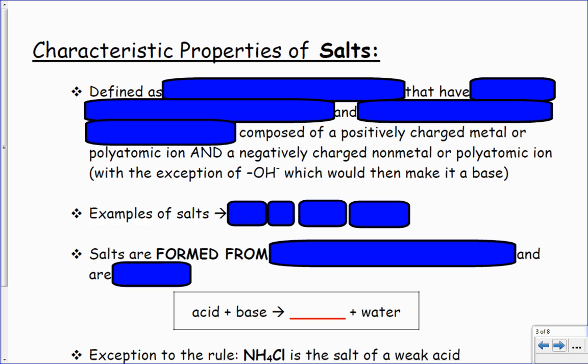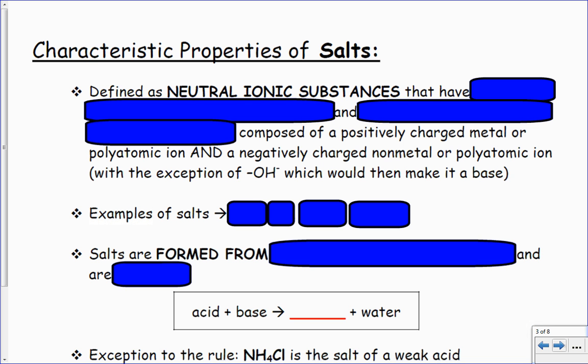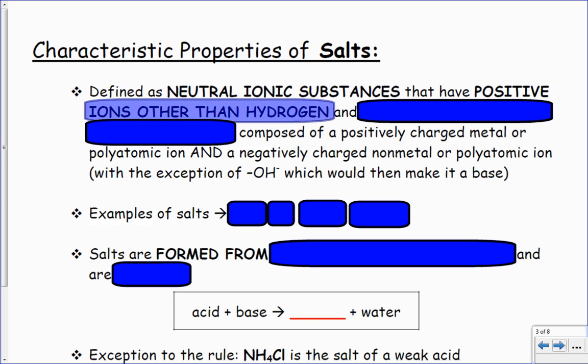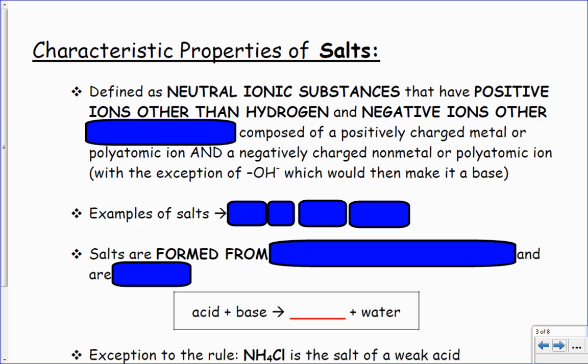So basically, a neutral ionic substance is a salt. A salt is a generic term. It's not just anything I put on my French fries. All right. It is a positive ion other than hydrogen mixed with a negative ion other than hydroxide. Okay. Composed of a positively charged metal or polyatomic ion and a negatively charged non-metal or polyatomic ion, with the exception of OH.